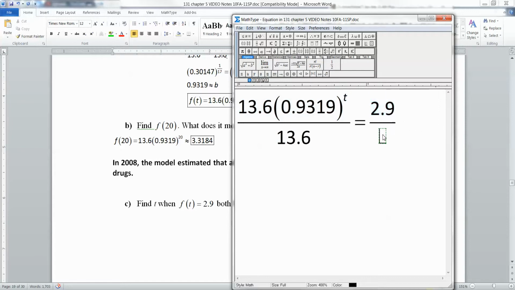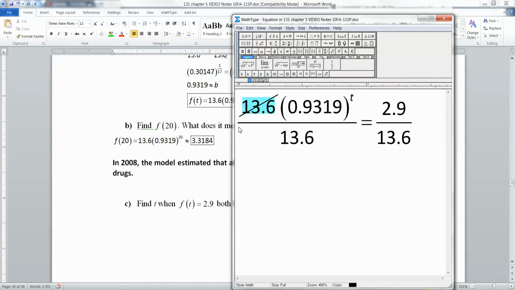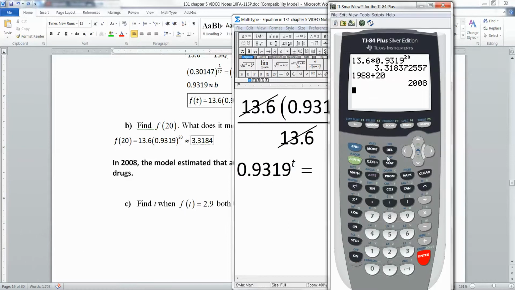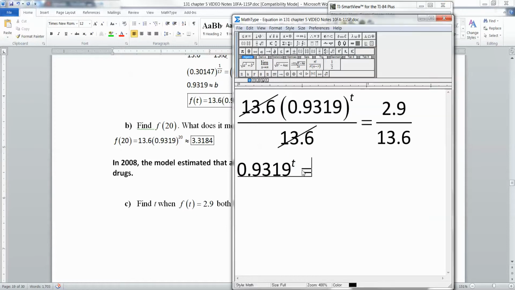So we're going to have to divide both sides by 13.6. That's going to cause this to disappear. Okay, so we're going to have 0.9319 to the t is equal to roughly, let's see, 2.9 divided by 13.6. Enter. 0.2132. All right, let me do squiggly equals because we're now into rounding territory. We kind of were anyway, but we even are more now.